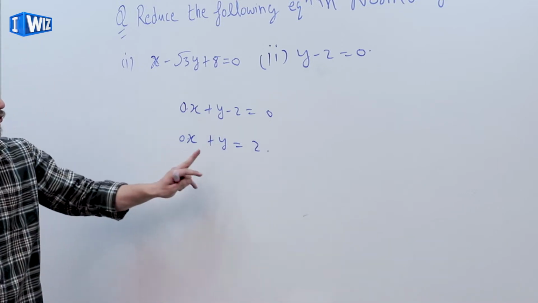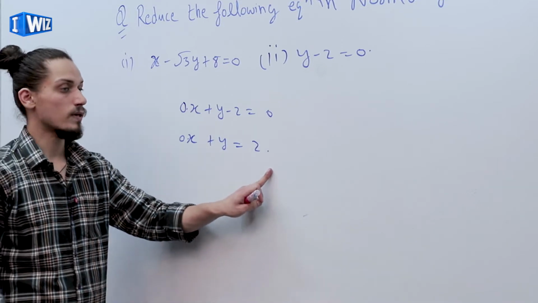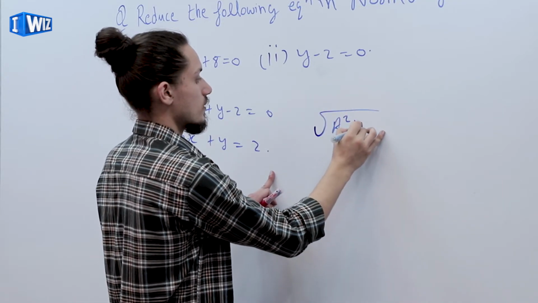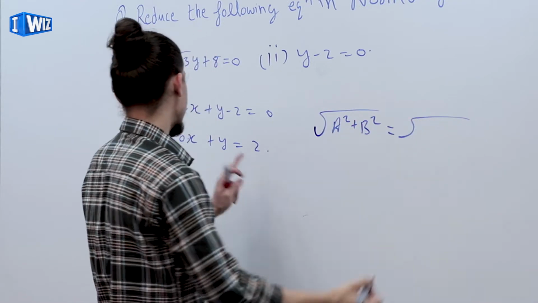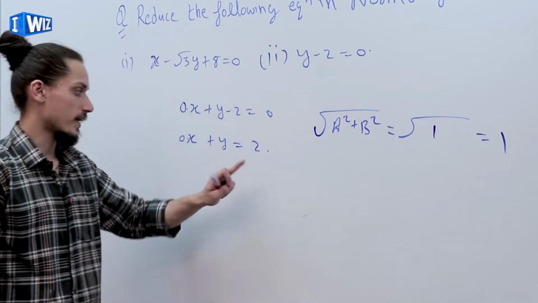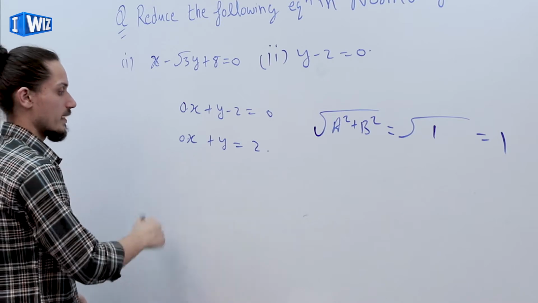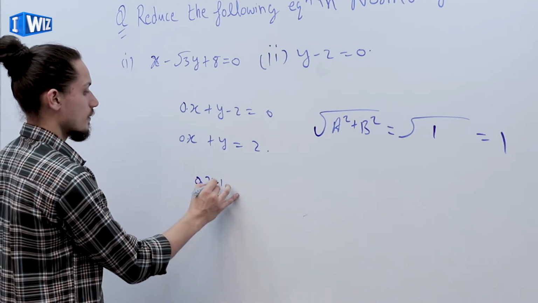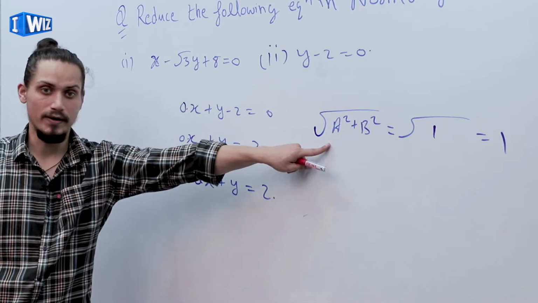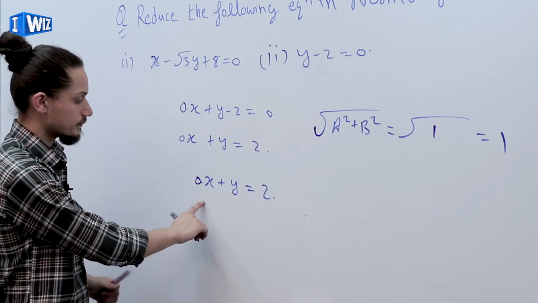a हमारे पास 0, b हमारे पास 1, c हमारे पास 2. नेक्स्ट स्टेप नॉर्मल फॉर्म के लिए we find under the root a square plus b square, which is equal to, a है 0, b हमारे पास 1, that is under root 1 is equal to 1. ओके डिवाइडिंग एवरी टर्म बाय 1. फिर से वही आ गया हमारे पास 0 into x plus y is equal to 2. ये आ गया हमारे पास एवरी टर्म को इससे डिवाइड करने के बाद. ओके कोई फर्क नहीं पड़ा.